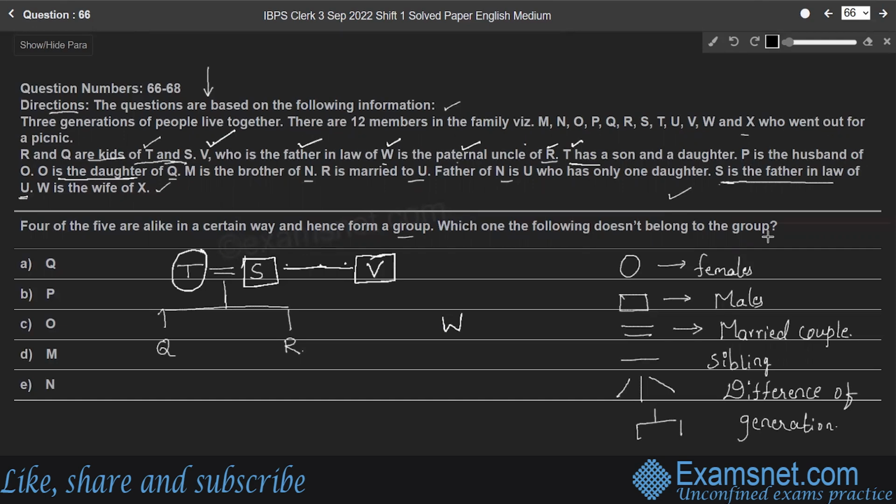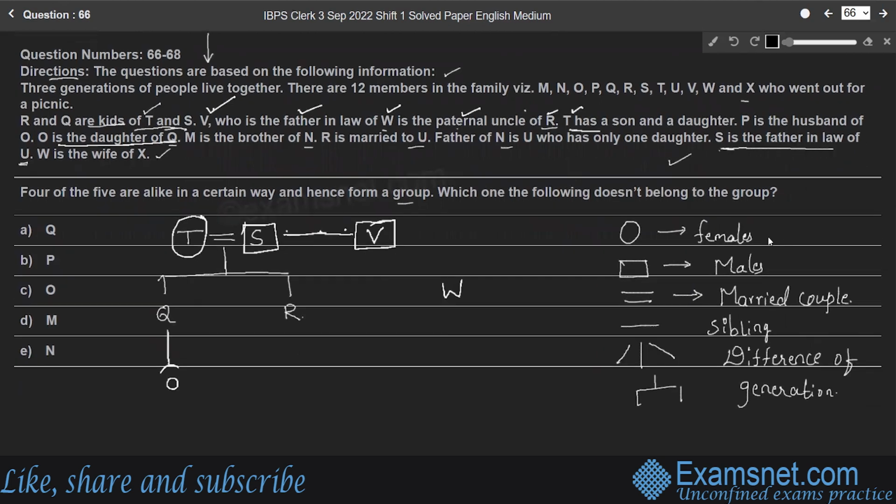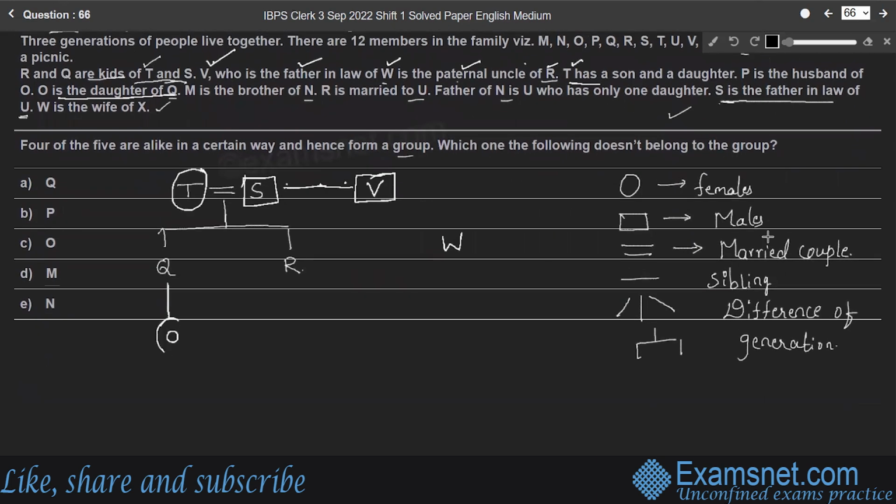O is the daughter of Q. So person Q has a daughter O. What is the gender of Q here? We don't know that, it is not given clearly. Next, P is the husband of O. P and O are a married couple. So P is a male, the husband of O.